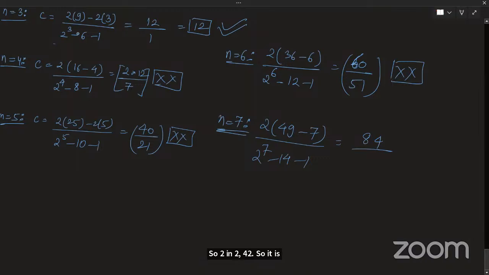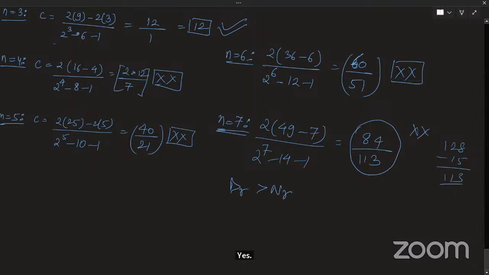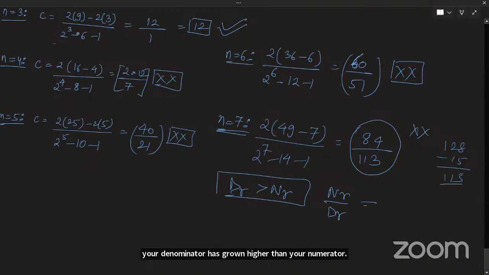Divided by 2 raised to 7, which is how much? What is 2 raised to 7? It is 128, right? 128 minus 15. So it is 113, right? Now your denominator has grown higher than your numerator. So your numerator divided by denominator cannot be a positive integer because your denominator has grown higher.